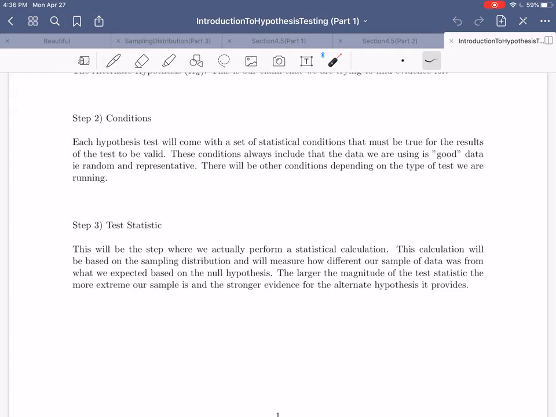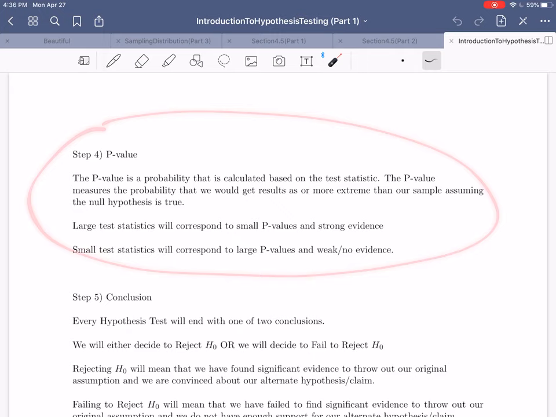Okay, after step three, where you calculate the test statistic, we translate that into a probability. And that's called step four, which is the p-value. So this is step four here. Step four is a p-value. The p-value is a probability. So every time we calculate a p-value, it's always going to be a number between 0 and 1 because it is a probability. And it is calculated based on the test statistic.